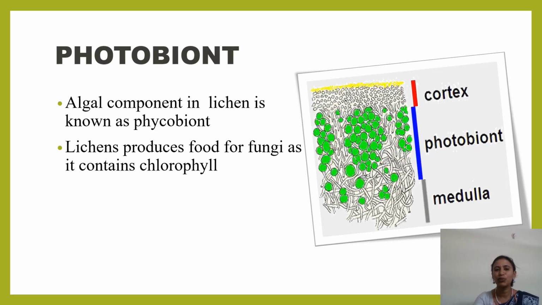So let us look at what a photobiont is. Photobionts or phycobionts are generally called algal partners. For example, phyco represents algae. Photo means light, so using light, it produces its food. The algal component in lichen is known as phycobiont. And it produces food for the fungi as it contains chlorophyll. As we see in the picture, there is a cortical layer, a rich source of photobionts which produce food, and a medullary layer. And these are very special characters of these lichens.